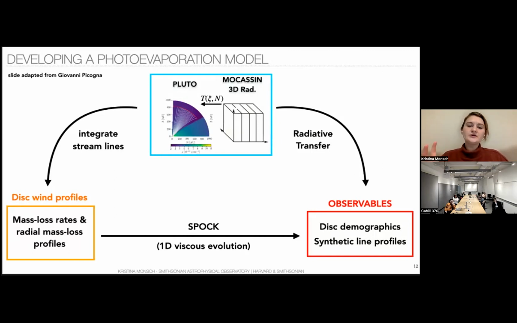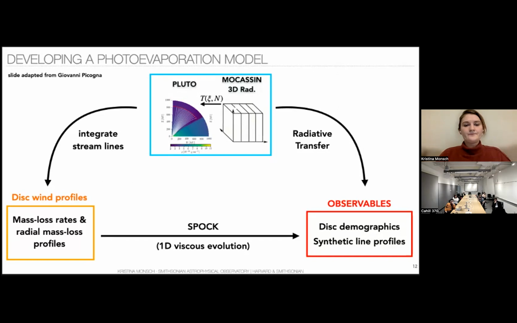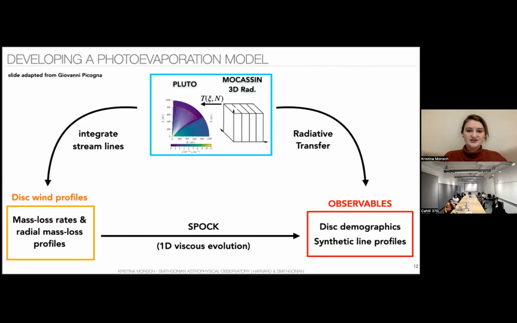But basically what you do in order to develop a photoevaporation model, or what we did, is that we coupled hydrodynamical calculations, and for that purpose we used Pluto, and these were coupled with 3D radiative transfer models. And these are not coupled on the fly, but what you do is that you get a prescription of the temperature in the gas as a function of ionization parameter and column density that you can put into your hydrodynamical calculation. And then you basically run this disk system, wait until you reach a steady state.